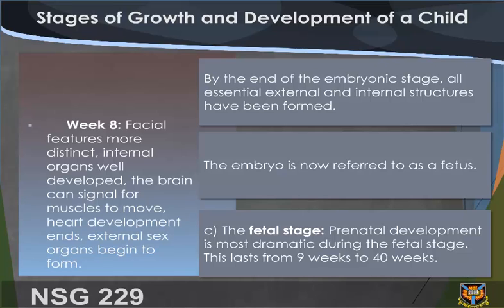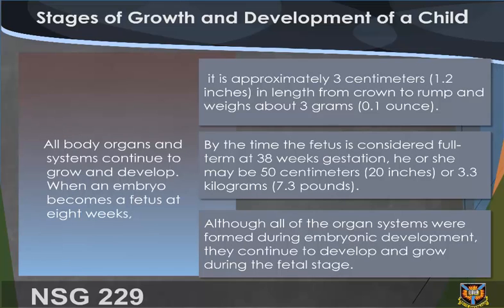By the end of the embryonic stage, all essential external and internal structures have been formed. The embryo is now referred to as a fetus. C. The fetal stage. Prenatal development is most dramatic during the fetal stage. This lasts from 9 weeks to 40 weeks. All body organs and systems continue to grow and develop.